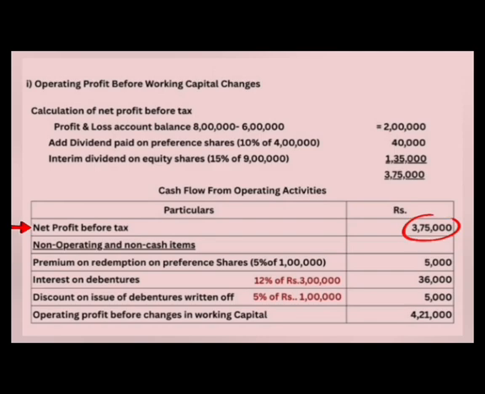To this, we are going to add back the non-operating and non-cash items. Premium on redemption of shares, 5,000. Interest on debentures, 36,000. Discount on issue of debentures, 5,000. Total operating profit before working capital changes is 4,21,000.